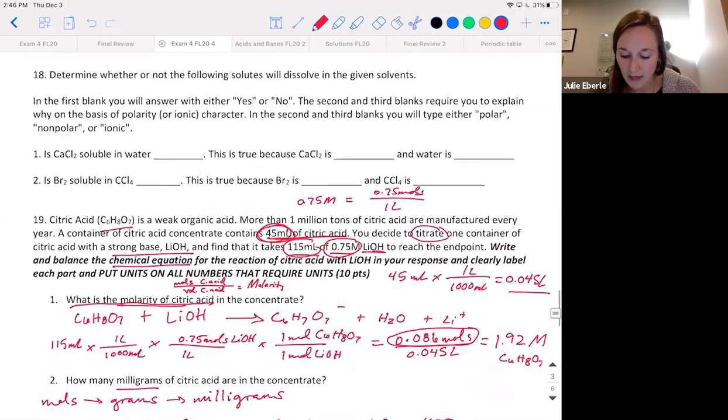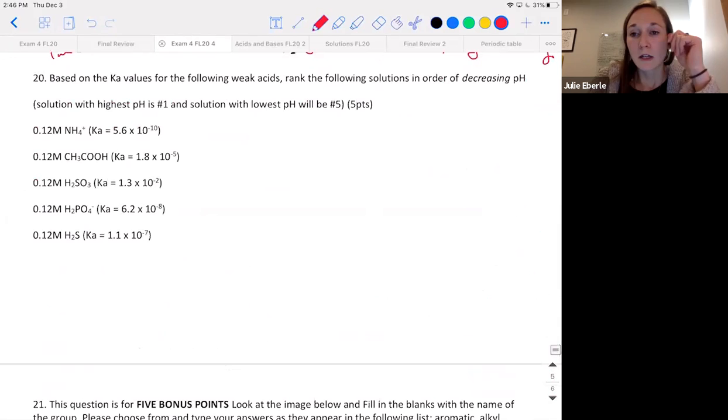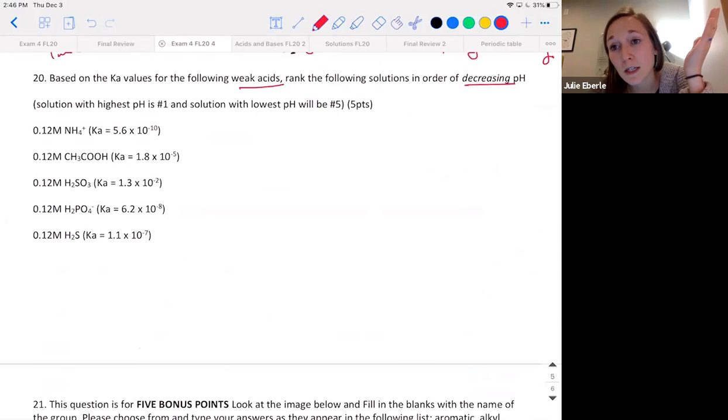Next question, somebody asked if we could look at this one, one on Ka values. So, based on the Ka values for the following weak acids, we have an assortment of weak acids here. I said rank the solutions in order of decreasing pH. So start with the solution of the weakest of the weak acids, and then you're going to end with the strongest weak acid. How do we do this? We're looking at their Ka values.